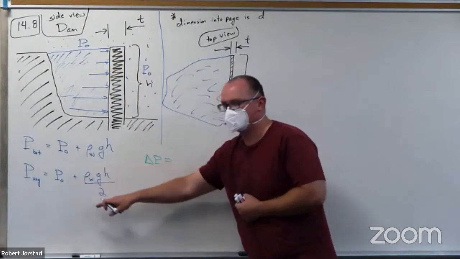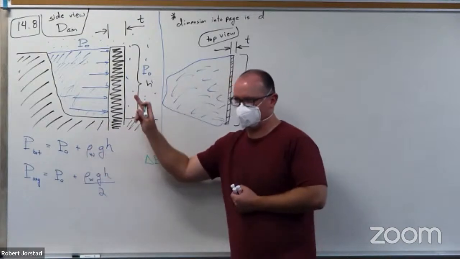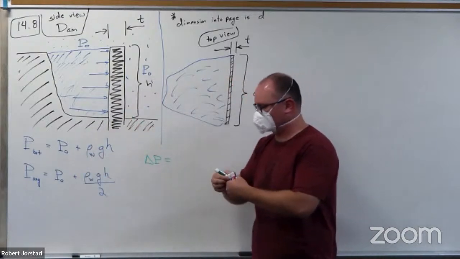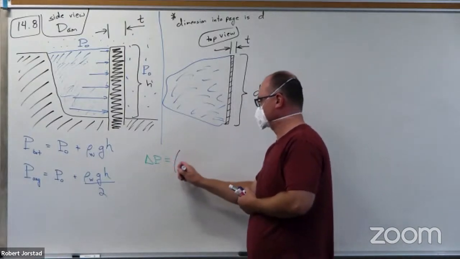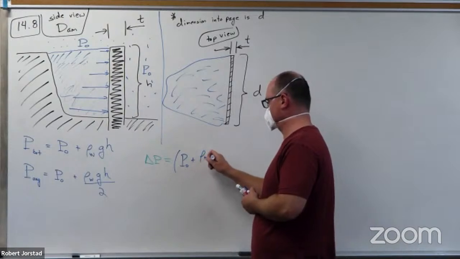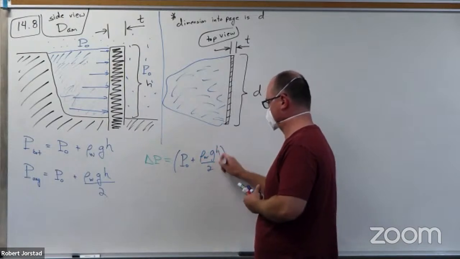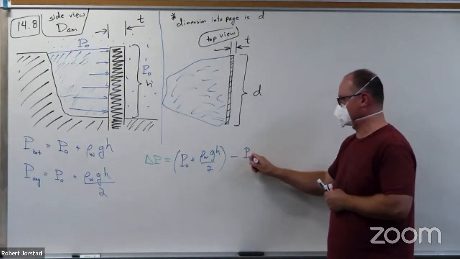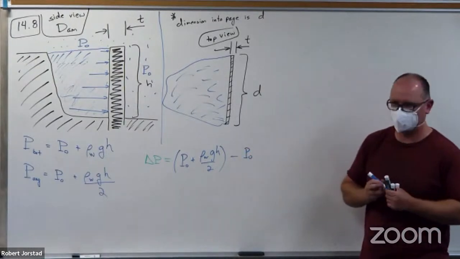The P naughts are going to cancel out. Do you agree? Am I losing you here? How about I just draw it? Do you agree it would be P naught plus rho water g h over 2 minus the pressure on the other side, which is just the P naught? Sorry, that's what I was trying to say.